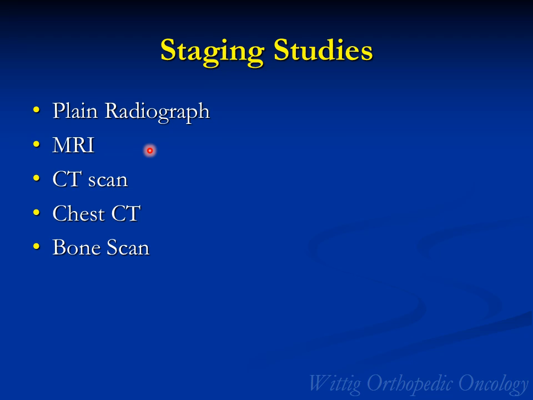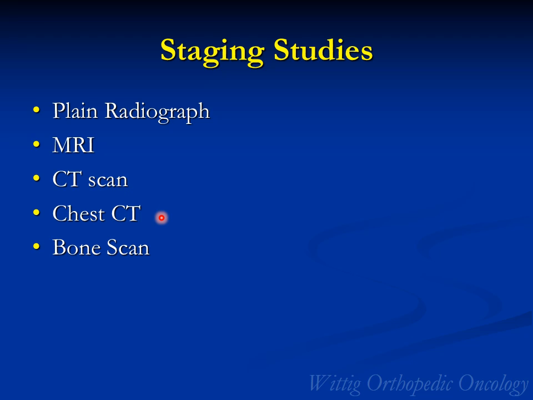MRIs are most useful for evaluating intraosseous and extraosseous extent of tumors, which is important for surgical planning. They're rarely useful in the differential diagnosis, but sometimes they are. A CAT scan is useful for detecting very subtle calcifications or endosteal erosions or periosteal erosions from an adjacent soft tissue mass.